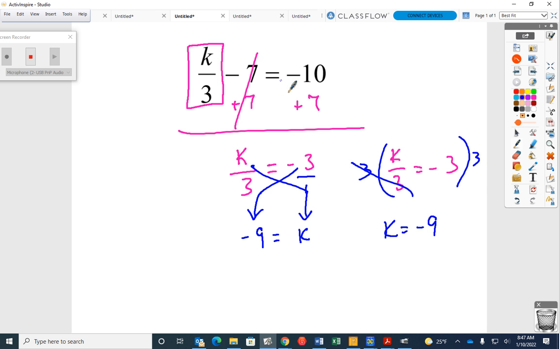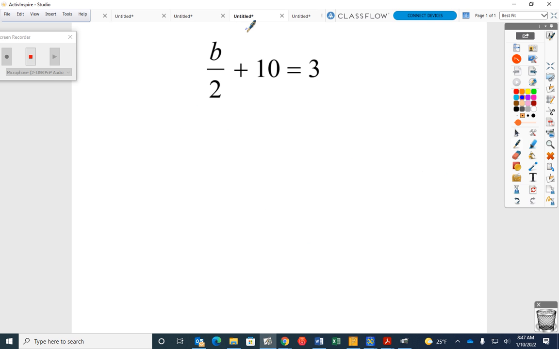So let's try another one. Okay? Does everybody have that written down? Yes, sir. Okay. Let's try this one. Okay? What should I do first? Chase. Original Chase. What should I do first? Box the b divided by 2.